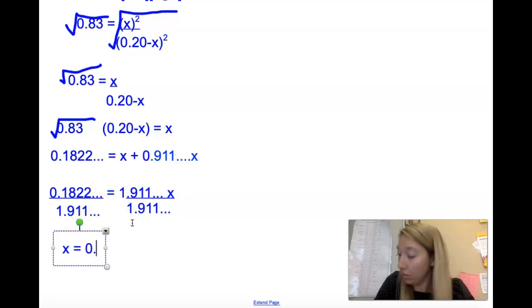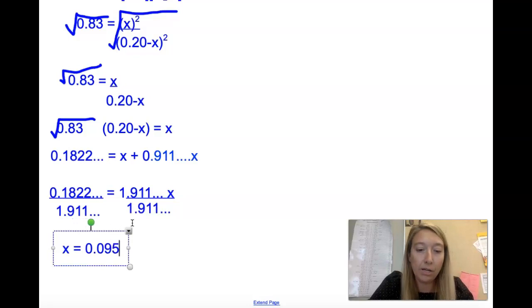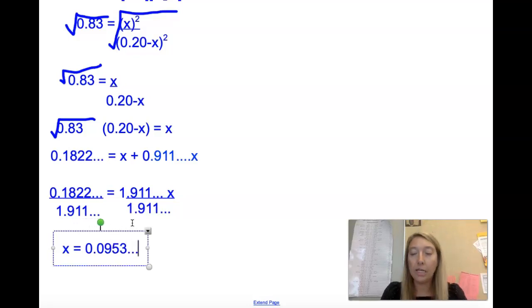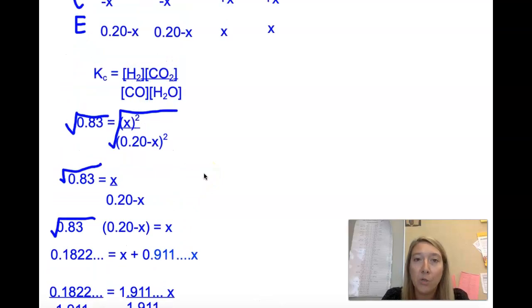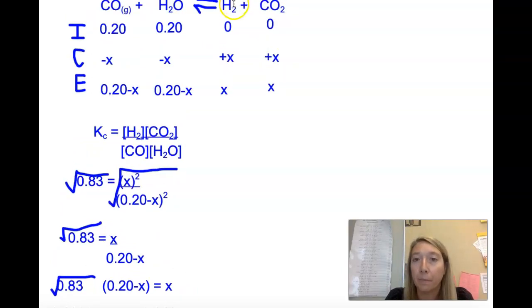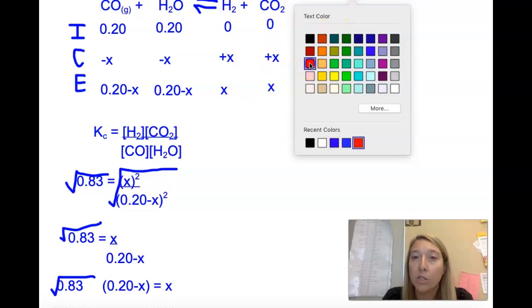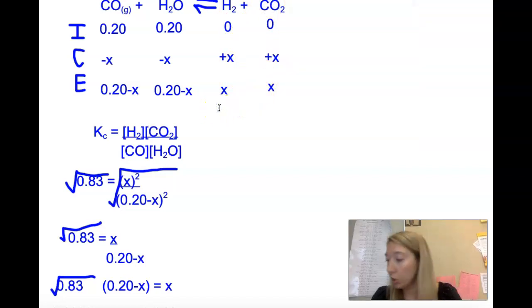So you should be getting 0.0953, and then that keeps going. Okay, so now we have solved for x. Now that we have x, we can go back up to our ICE table, and we can figure out what these equilibrium concentrations are going to be. So because hydrogen and carbon dioxide were both just x, we now know what their concentration is going to be, right? Because we just solved for x.